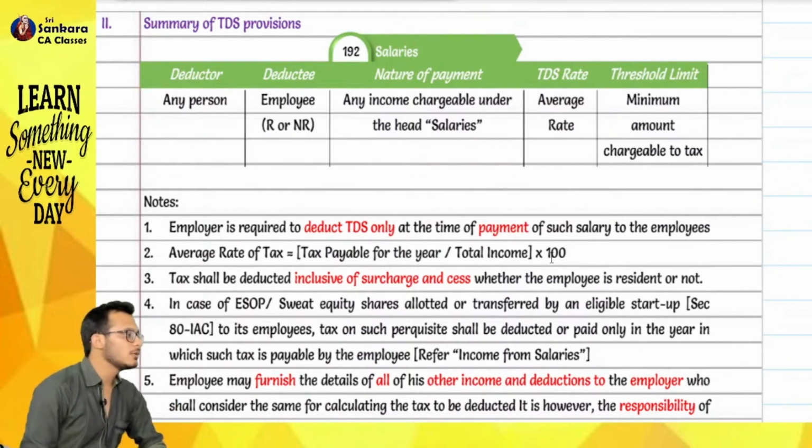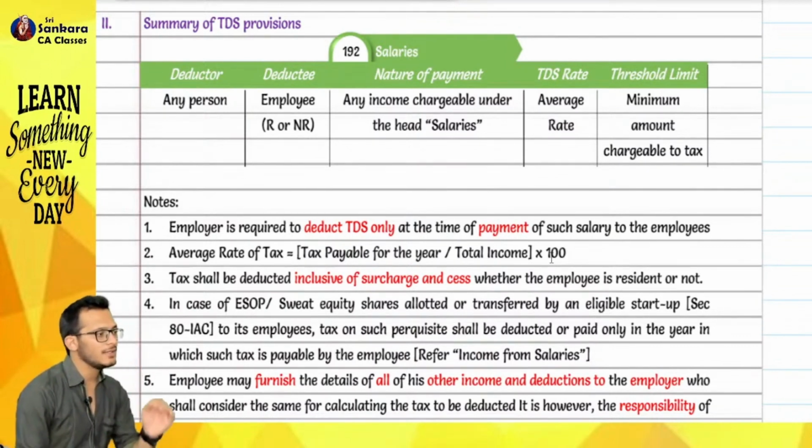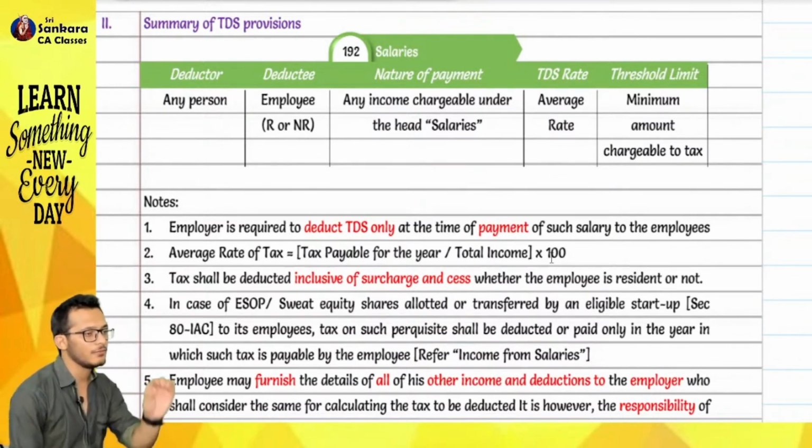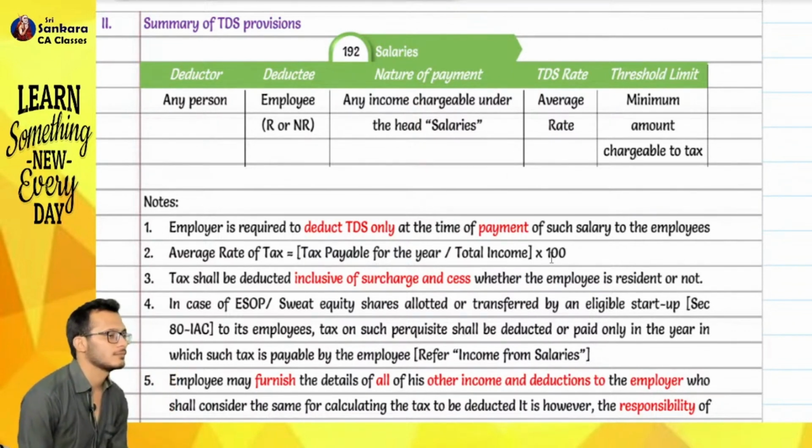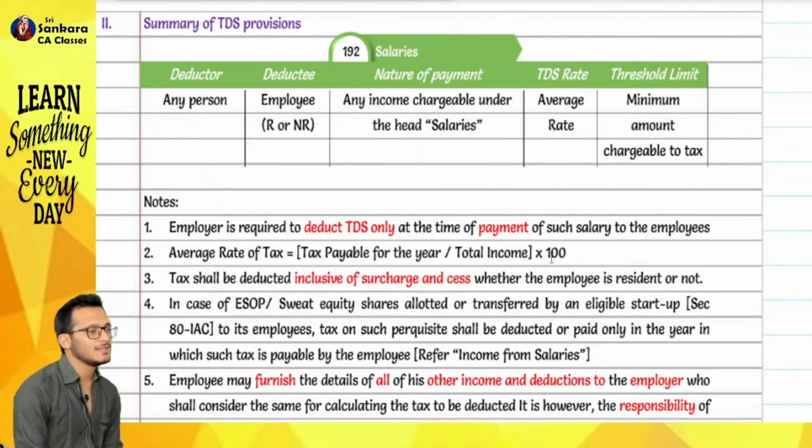Someone is planning to claim HRA from you. What are the items you will check from the employee? You are the employer. The employee is coming and saying, I want to claim HRA from you. You are supposed to verify some documents. What documents will you verify?